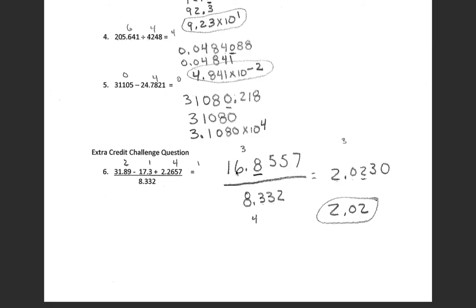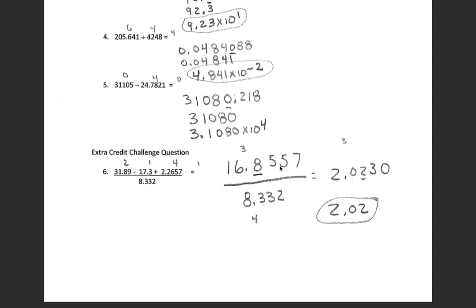Okay. I underline the 8. But I have to keep the rest of these numbers, right? I don't round until the very end, but I underlined it. So I know that the top answer has actually 3 significant figures, 1, 2, 3. I underline it. I take 16.8557. I divide it by 8.332. My answer comes out to be 2.0230.